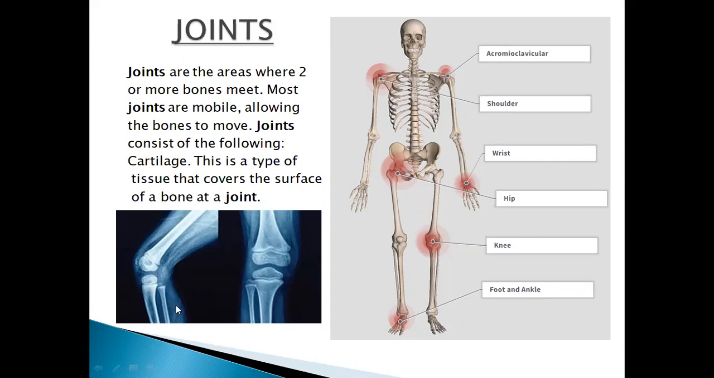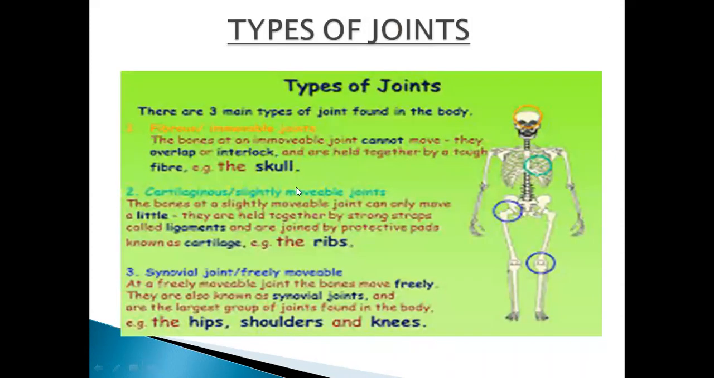This is the diagram of the x-rays. Here you can also see the knee joints. Next, here are the types of joints. That is the classification of joints on the basis of structure and movement. How can they move? Are they totally movable? Are they immovable or slightly movable? We have classified them on the basis of their movements into three categories.